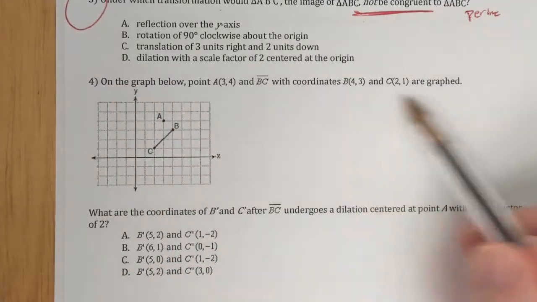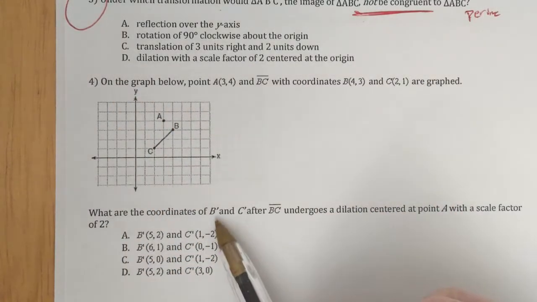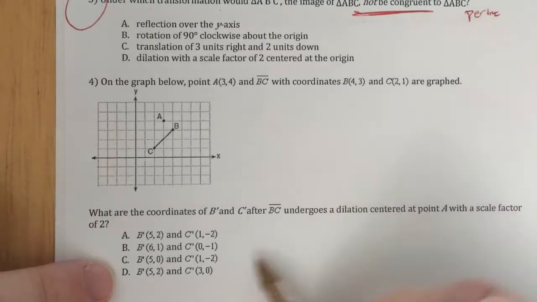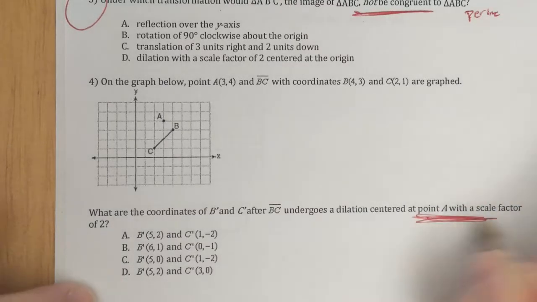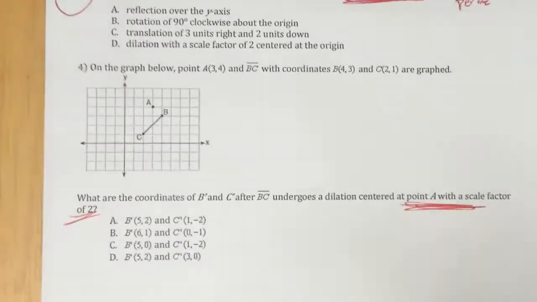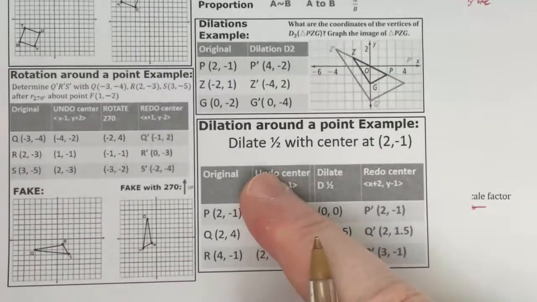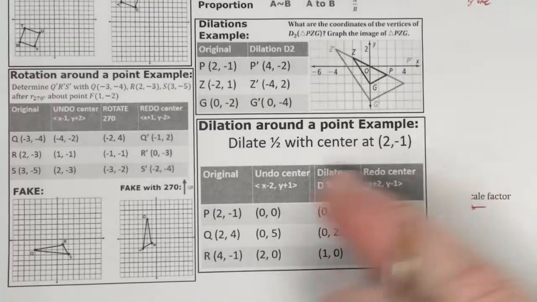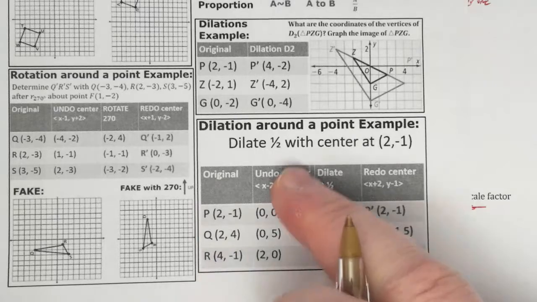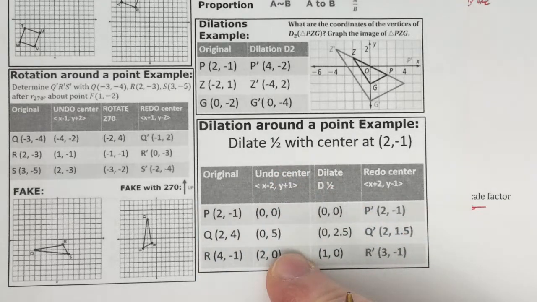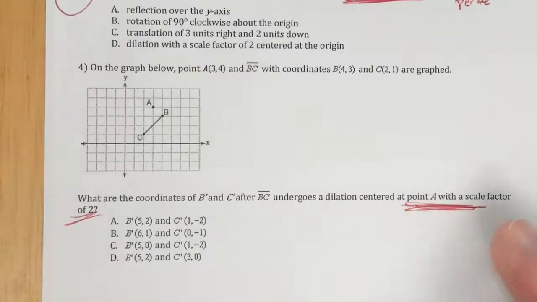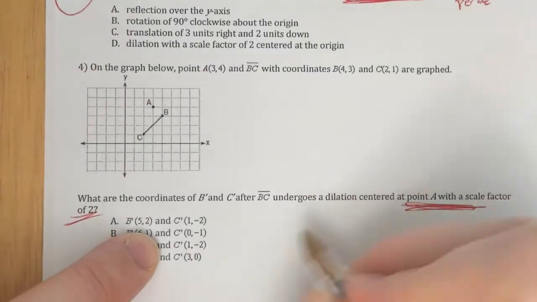On this graph, we have these coordinates. What are the coordinates of B prime, C prime? Okay, so if it goes dilation around A and has this. All right, so this is the important thing. When you are centered not at 0, 0, here are the steps. First of all, write out the coordinates. You would undo the center. Then you would dilate that, and then you would redo the center. That's simple.